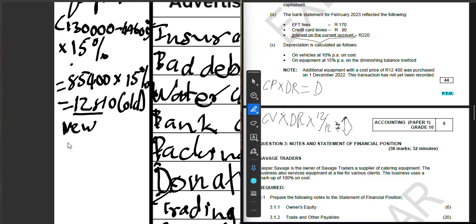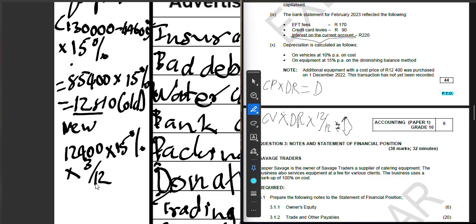Now the note says that we bought equipment, it is 12,400. Now do we have a depreciation rate? No. So that means the cost is our carrying value for now. We're going to calculate the depreciation rate of 15%. And then we're going to calculate the number of months in which we had the new equipment in our business. So we look at that. It was bought on December 1st, 2022. Now it's February 28, 2023. So we start counting December, January, February. So that's 3 months. So we're going to say 3 divided by 12.